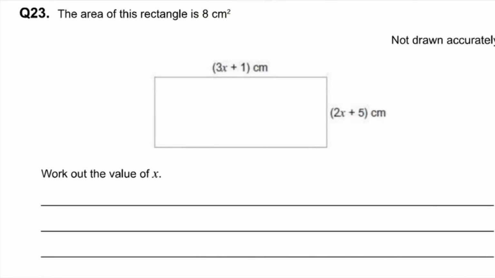Question 23, the area of the rectangle is 8 centimeters squared. Work out the value of x. Okay, so area is length times width. So the area of this one is going to be the length, which is 3x plus 1, times the width, which is 2x plus 5. Okay, so we've got a pair of double brackets. If I'm going to multiply those out, 3x and 2x is 6x squared, 2x and 1 is 2x, 3x and 5 is 15x, 5 and 1 is 5.